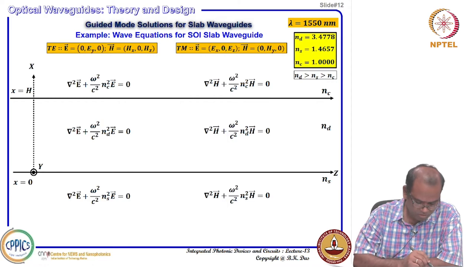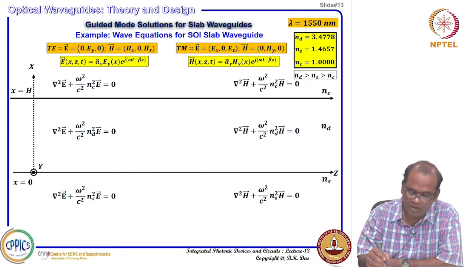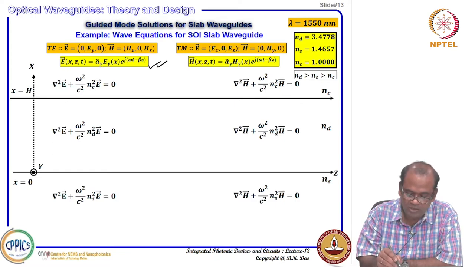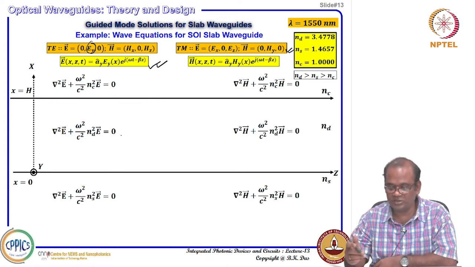Good. Let us see what happens. I consider that my solution for TE polarization, the mode, is like this: electromagnetic mode E x, y, z, you have only the y component for TE polarization, and the magnetic field will be in the xz plane. Similarly, for TM polarization, we know the magnetic field will be in the y direction, tangential component, and the electric field in the xz plane. We discussed that in the ray optics model.